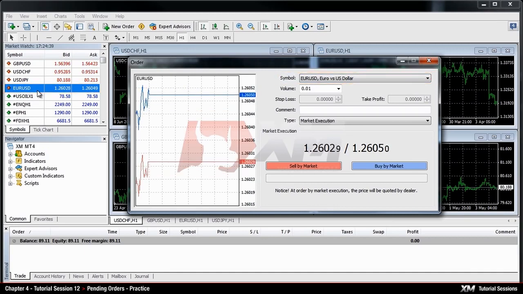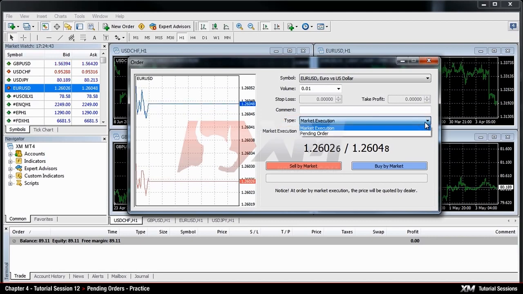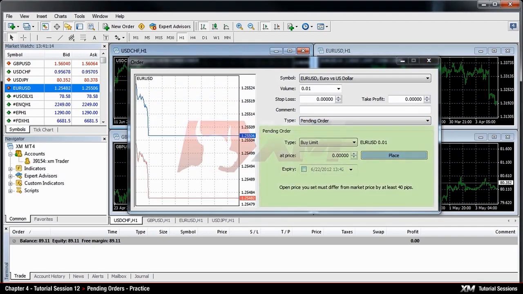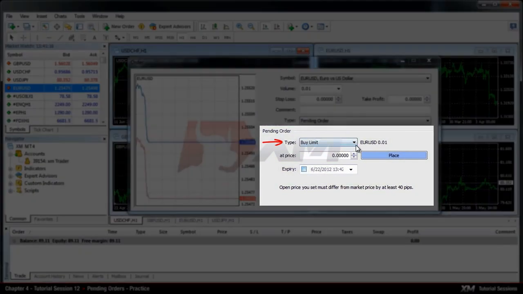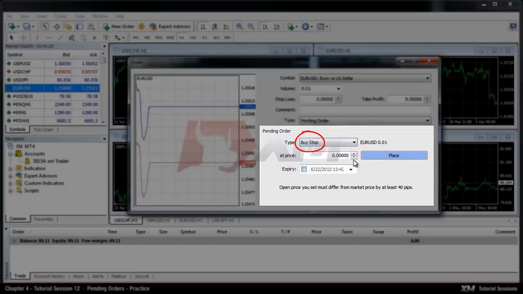The order window will pop up. In the Type option box, first you need to change Market Execution for Pending Order. Now a new section is displayed, with 4 options in the Type box. We will start with the Buy Stop option.